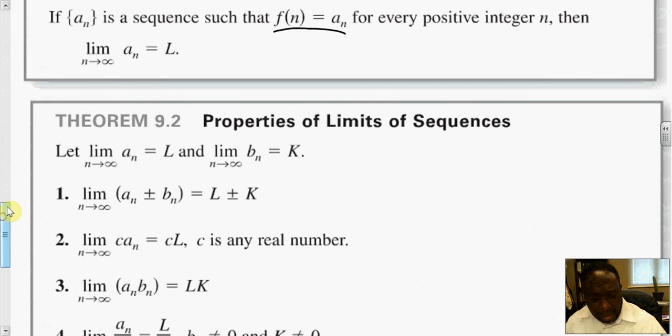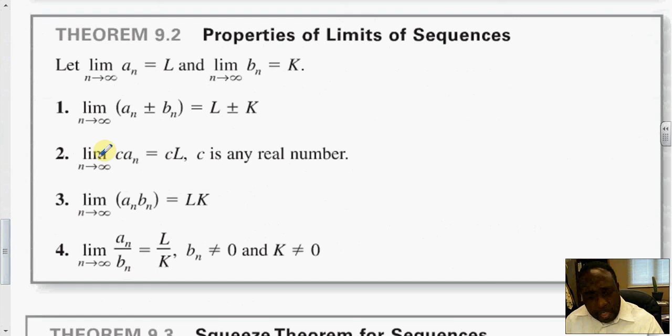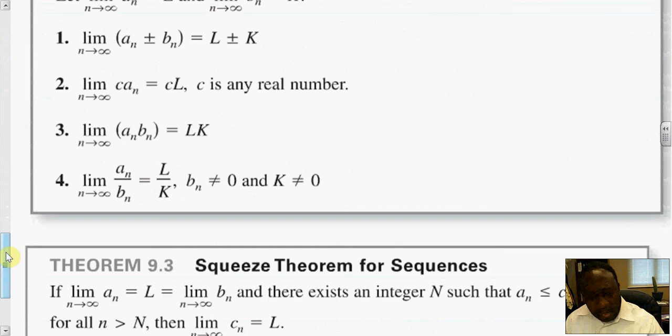There are standard algebraic or arithmetic properties for sequences, the same as for functions and the same as for numbers. Let the limit of a sub n be equal to L, and the limit of b sub n be equal to k. The limit of the sum of the sequences is equal to the sum of the limits, whether it's the sum or the difference. The limit of a sequence times a constant is equal to the constant times the limit. The limit of the product of the sequences is equal to the product of the limits. The limit of the quotient of the sequences is equal to the quotient of the limits.